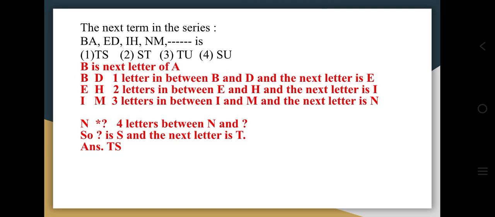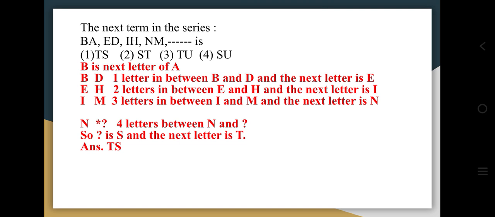The next term in the series, B, A, E, D, I, H, N, M is. So, in the series, obviously we can see that in BA, B comes after A. In ED, E comes after D. In IH, I comes after H, the immediate letter, of course. N is the immediate letter after M. So, the next term also have the same pattern.